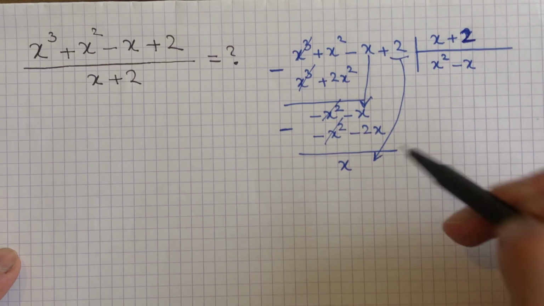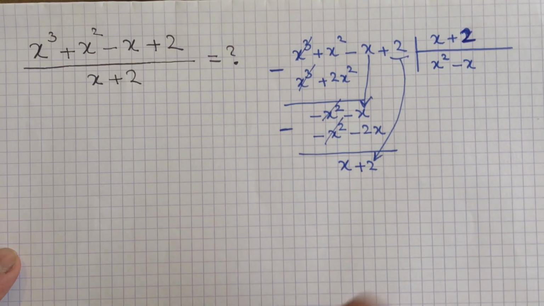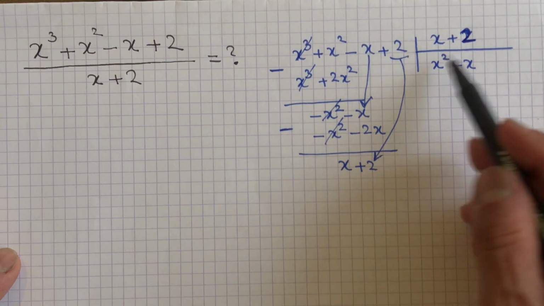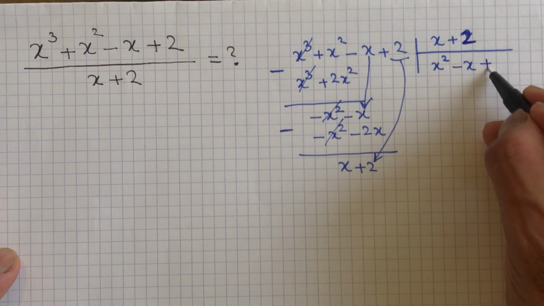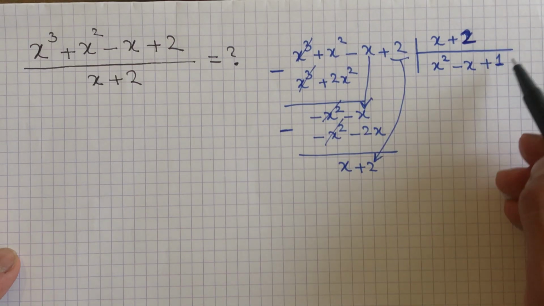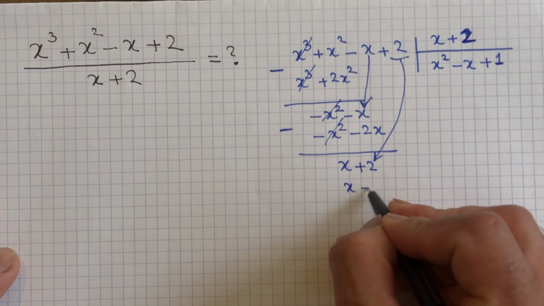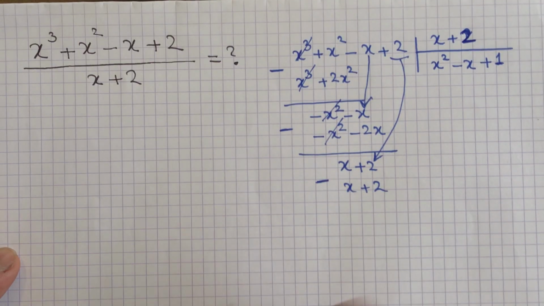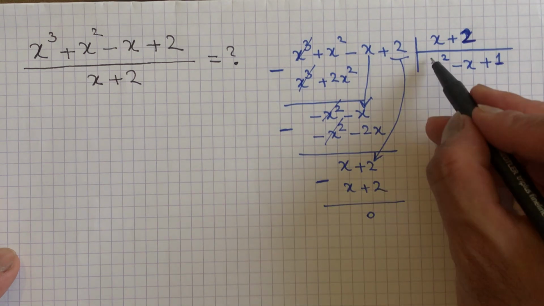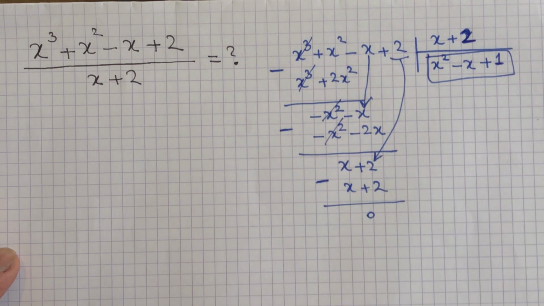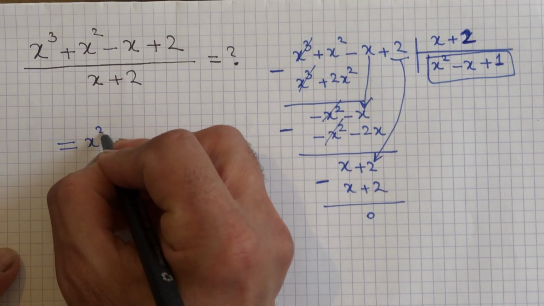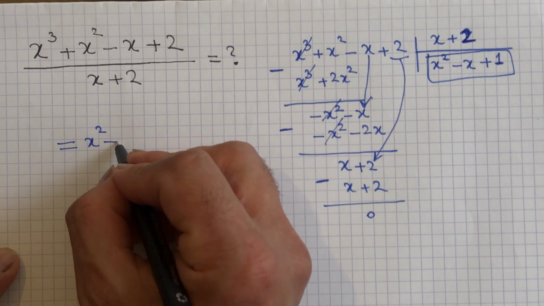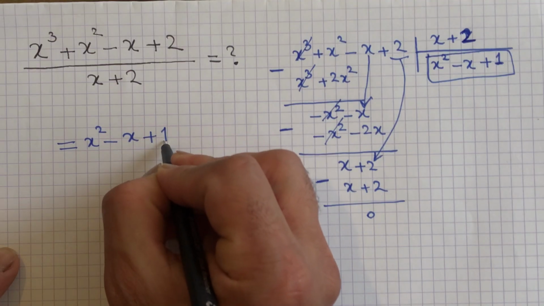plus 2 comes here, x plus 2, and you can see x plus 2 here, x plus 2 here. We just multiply with 1, and so it is x plus 2, and when you subtract these two terms it just remains 0, and this term here is the result. So the result here is x squared minus x plus 1.